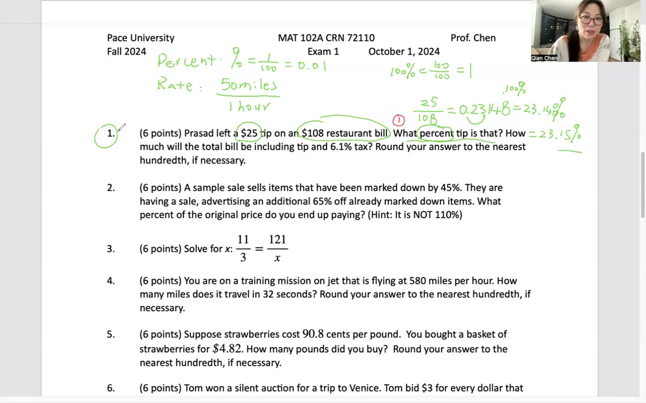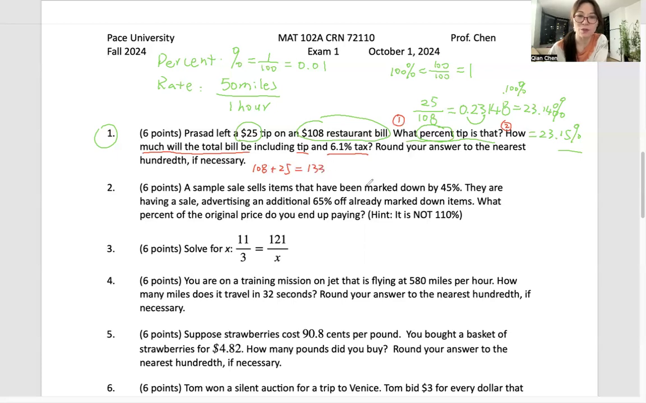Now let's see the second part. This question has 2 parts. The second part is asking how much the total bill will be, including tip and 6.1% tax. So the restaurant bill is 108 plus the tip 25. We add those two together. How much do we get? 108 plus 25 is 133, isn't it? Because 25 plus 8 is 33.